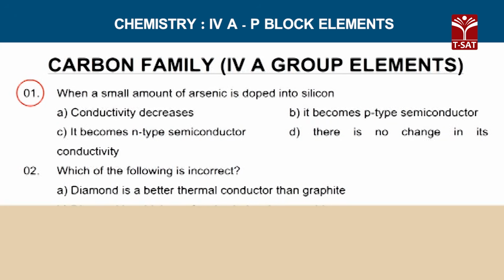Conductivity decreases, B. It becomes p-type semiconductor, C. It becomes n-type semiconductor, D. There is no change in its conductivity. Correct option is C. It becomes n-type semiconductor.